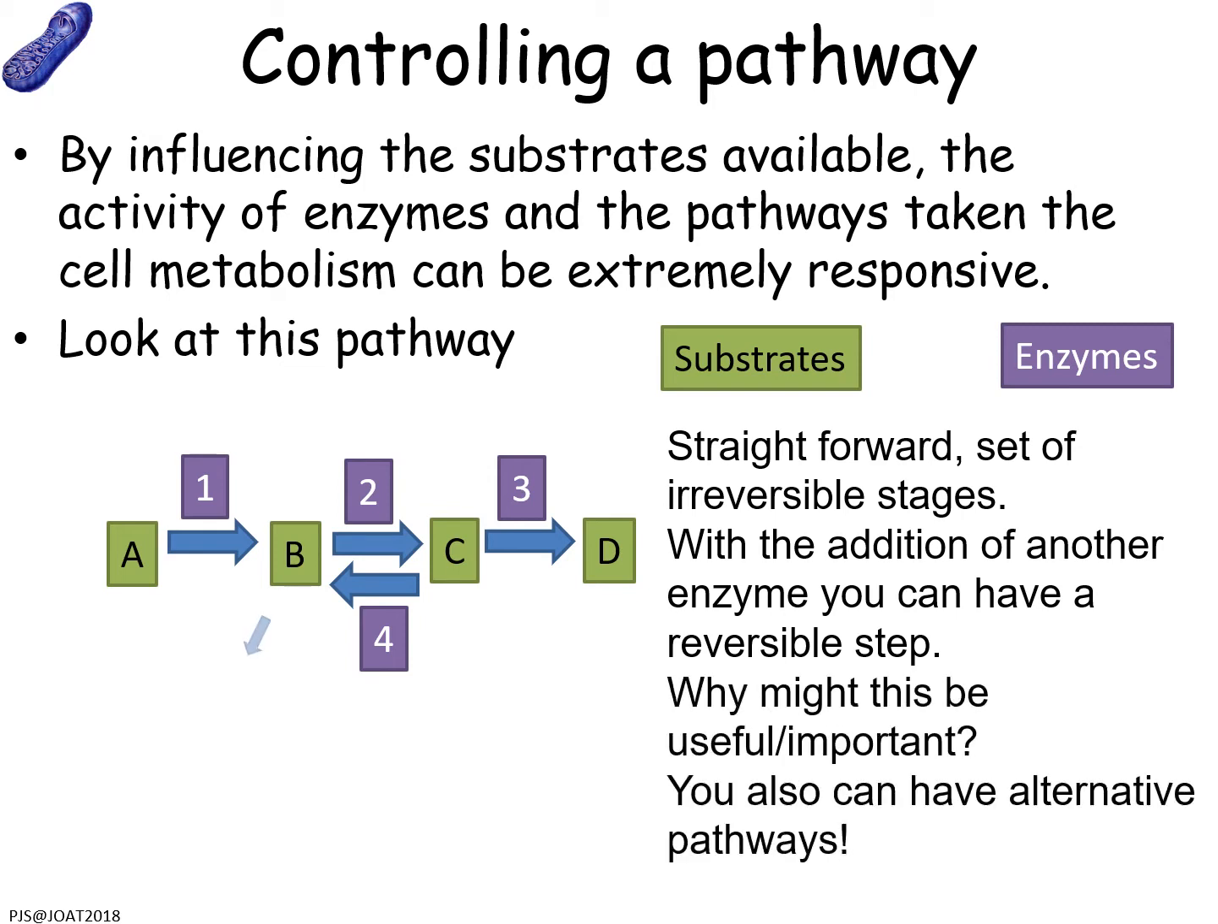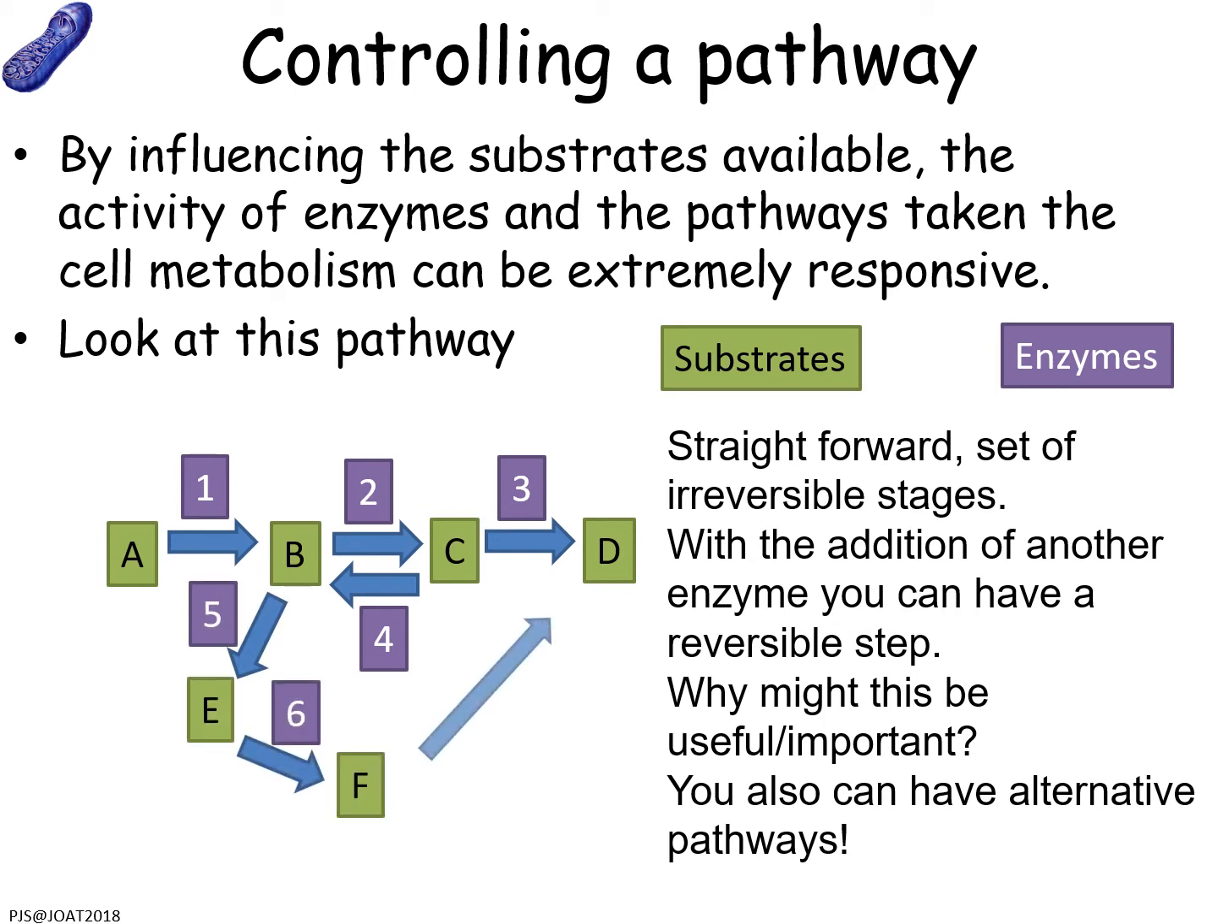We can have alternate pathways. So we could have B by enzyme 5 going to E, and then E going to F by enzyme 6, and then up to D with 7. So you could choose that as an alternative pathway if you wished. Say C was being required for something else and was being taken away, you could go down the other way.